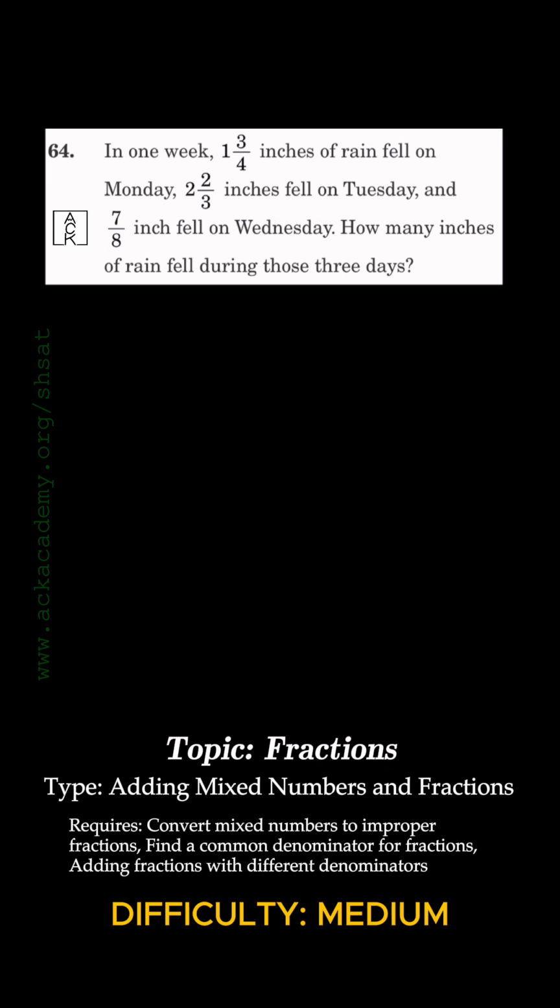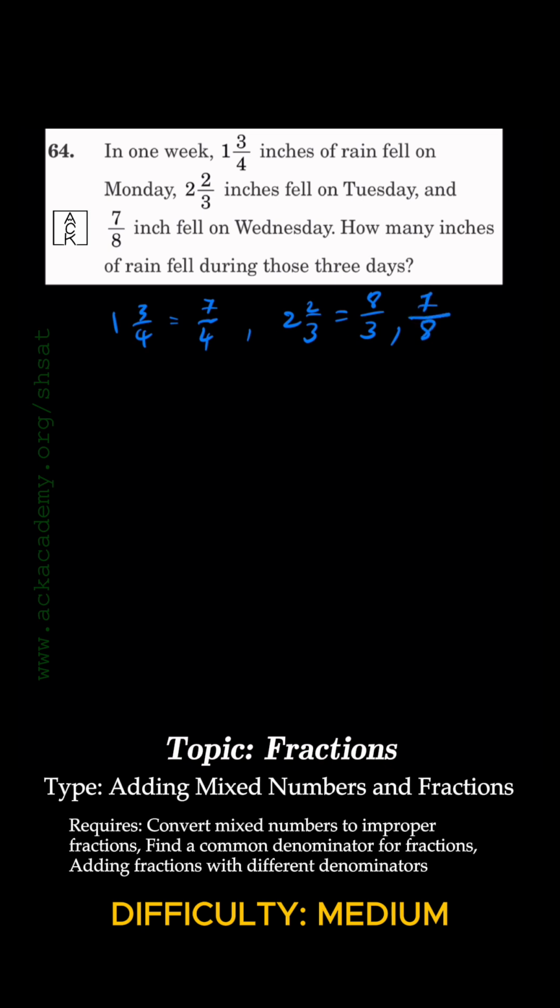And if it makes your life easier, just convert this stuff to, I believe it's called improper fractions or proper fractions. So let's do that. 1 3/4 is equal to 4 plus 3 is 7/4. 2 2/3 is equal to 2 times 3 is 6 plus 2 is 8/3, and then 7/8 is the final one.